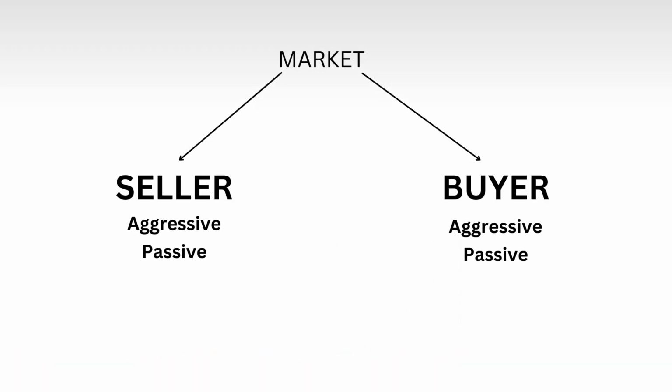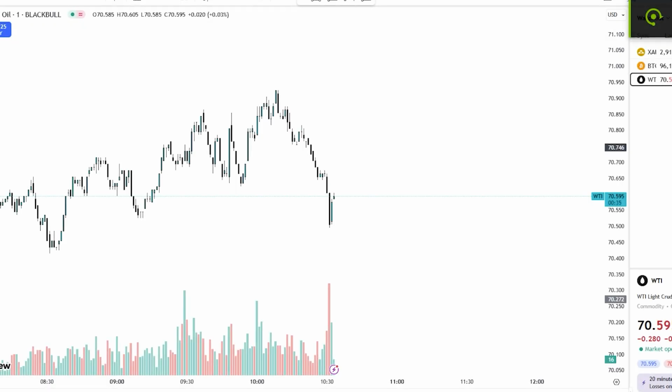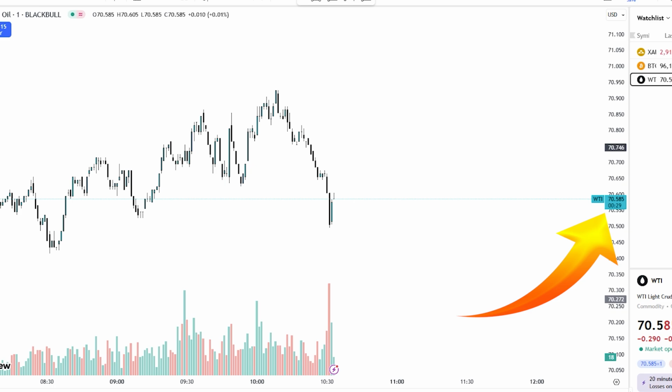Before we get into absorption, you need to know the basics of the market. The market is a place of supply and demand. There are two main groups, sellers and buyers, which are then divided into subgroups, passive and aggressive. Aggressive sellers and aggressive buyers buy or sell at market price. They sell or buy immediately at the current market price.